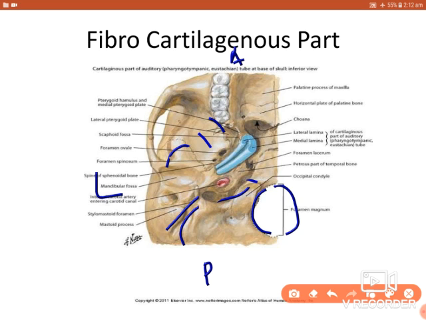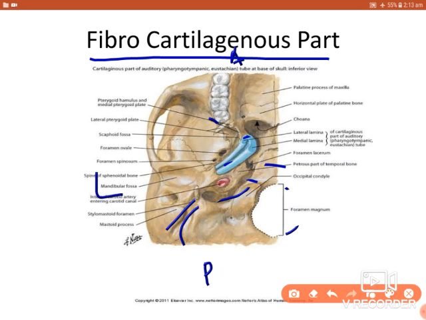Then this cartilaginous part has an apex which is attached to the bony part, and a base which is towards the nasopharynx. Then it has a medial broader lamina and a lateral shorter lamina. These two laminae are continuous superiorly at the level of the base. This is the inferior view. Then inferiorly and laterally there is a gap between the medial and lateral lamina. That gap is filled by a fibrous membrane. So this cartilaginous part is also termed as a fibrocartilaginous part, and this cartilage is of elastic type.